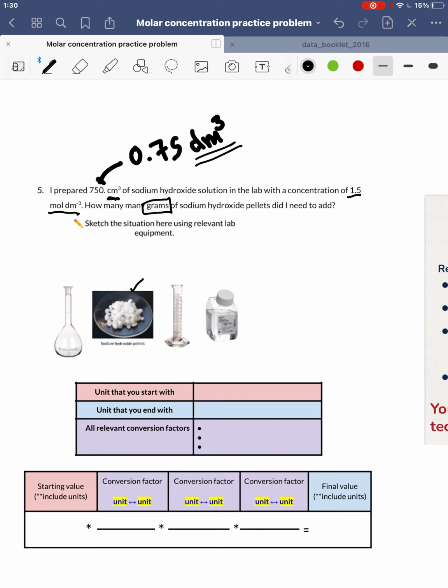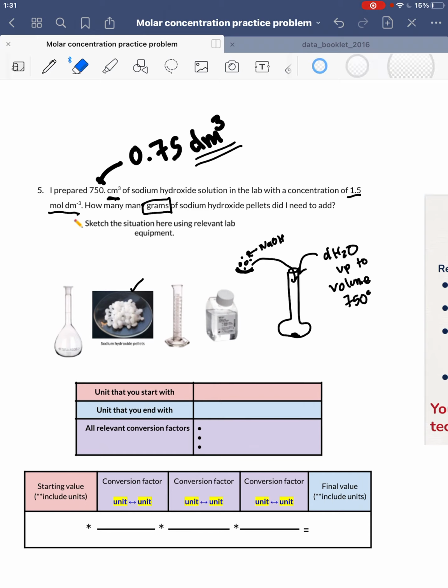So when we made the solution in our lab, we had our volumetric flask. I weighed out some amount of sodium hydroxide pellets. This is a weigh boat that I'm drawing. And sodium hydroxide pellets. I weighed out some amount. I added them to my volumetric flask. I then added deionized water, not distilled water, but deionized water up to volume, 750 cubic centimeters.